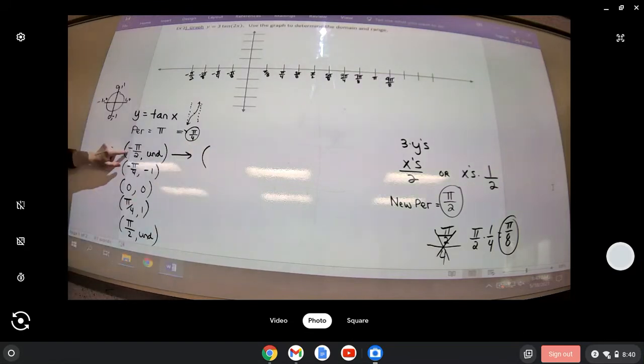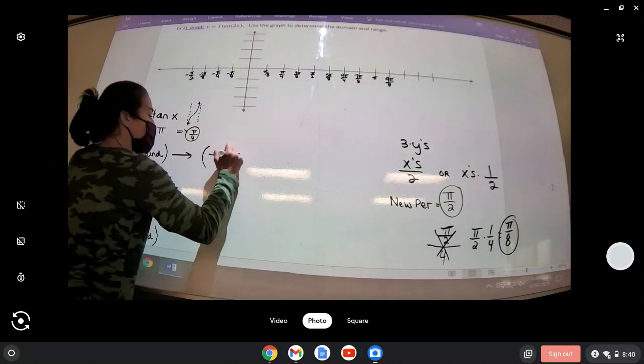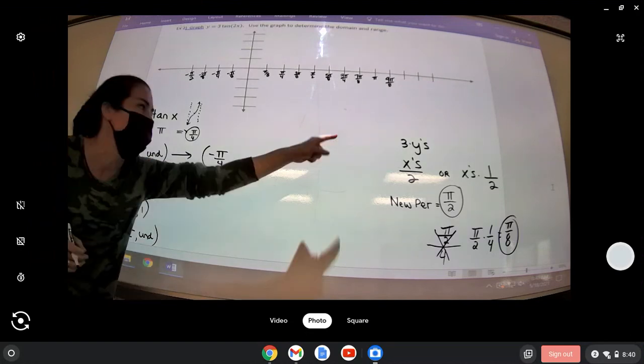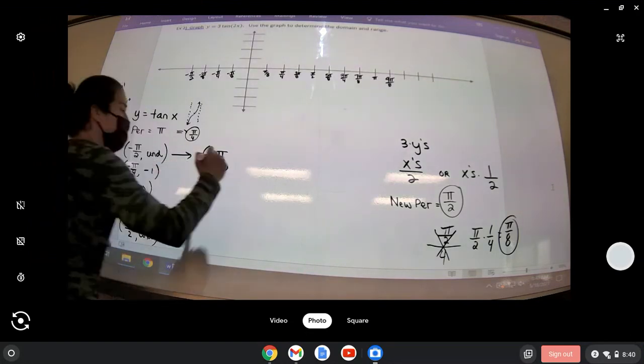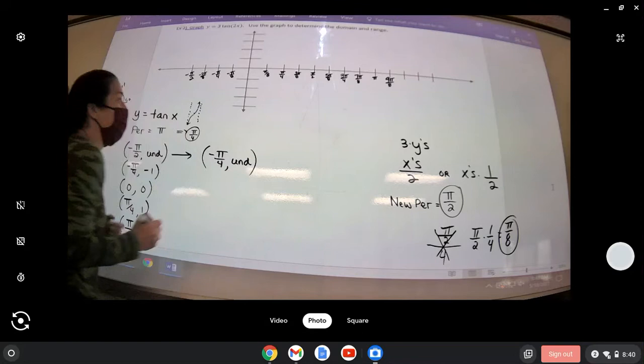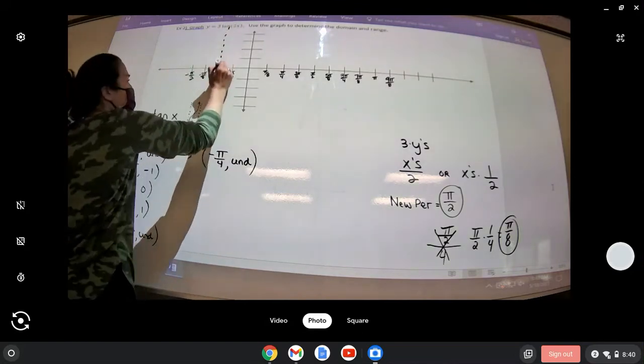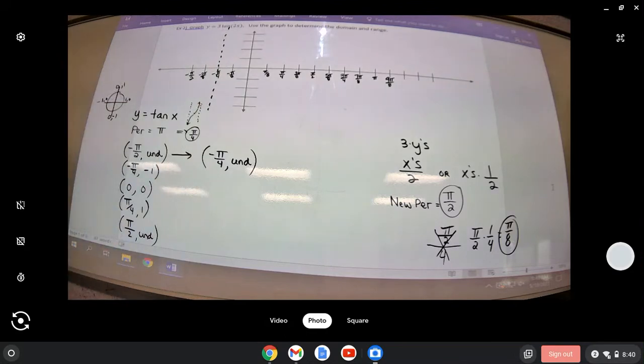Okay, negative pi over 2, that's an x coordinate. What are we doing to our x's? We're timesing them by a half. So take negative pi over 2 and times it by 1/2. That's negative pi over 4. All right, take your undefined y value and times it by 3. It's still undefined. All right, so now we have a vertical asymptote at negative pi over 4. It's being shrunk in. It doesn't go to negative pi over 2 anymore.